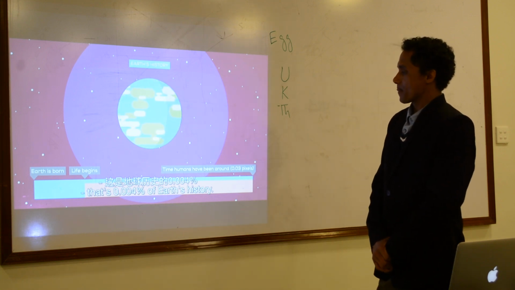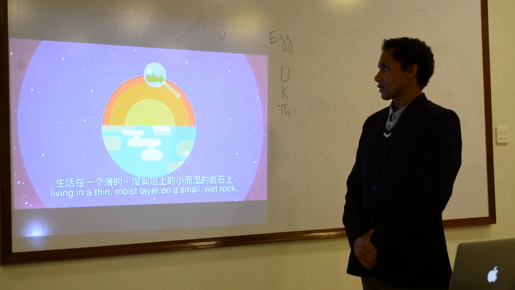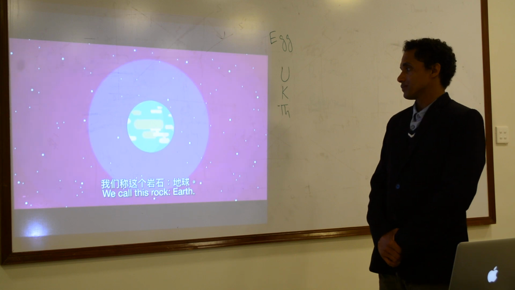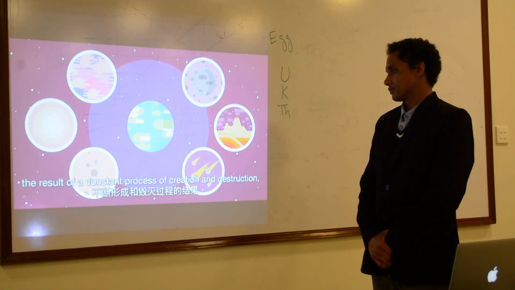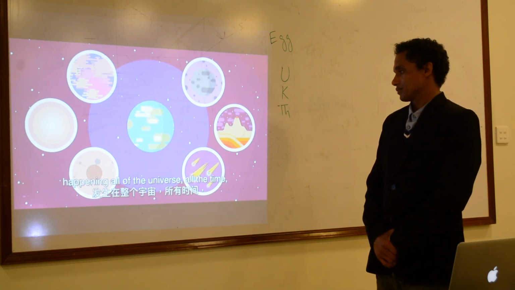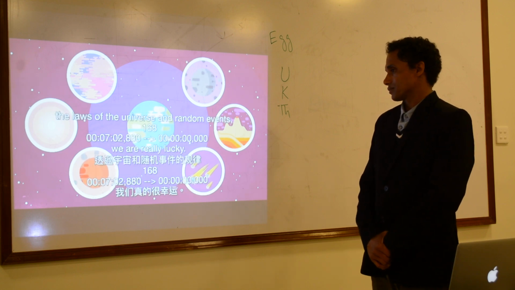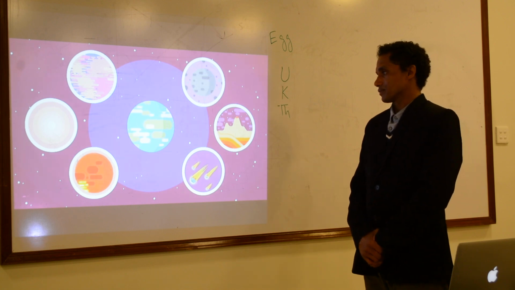That's 0.004% of Earth's history. Not long, really. And here we are now, living in a thin, moist layer on a small, wet rock. We call this rock Earth. It is the product of the universe's deepest workings, the result of a constant process of creation and destruction, happening all over the universe all the time, helped by chance, the laws of the universe, and random events. We are really lucky.